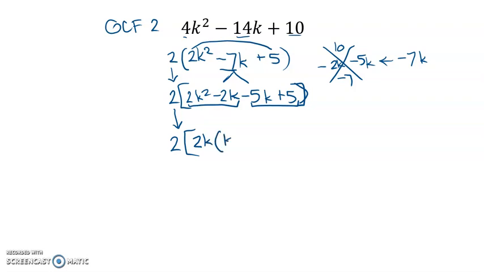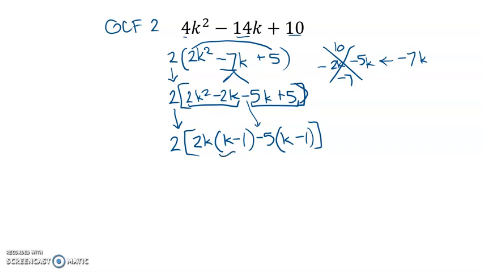2k times k gets me back to k squared. 2k times negative 1 gets me negative 2k. We're going to use the negative here. Now look, 5k and 5. They both can be divided by 5. They don't both have a variable, so no variable comes out. What's left? Negative 5 times k gets me back to negative 5k. Negative 5 times negative 1 gets me back to positive 5.